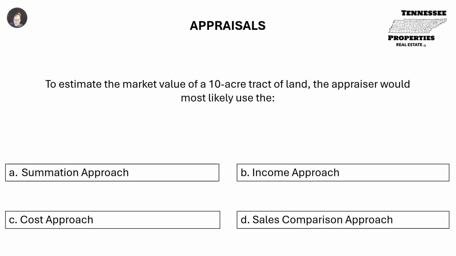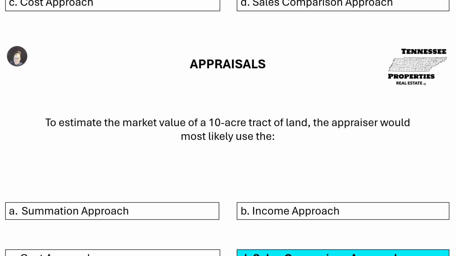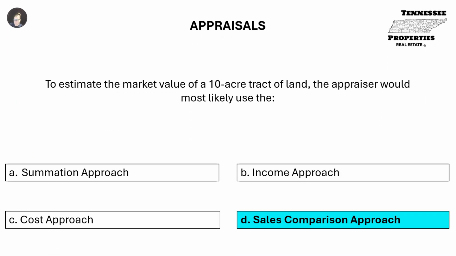To estimate the market value of a 10-acre tract of land, the appraiser would most likely use the A. Summation approach, B. Income approach, C. Cost approach, or D. Sales comparison approach. D. Sales comparison approach.